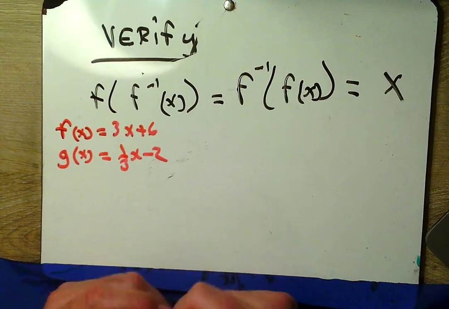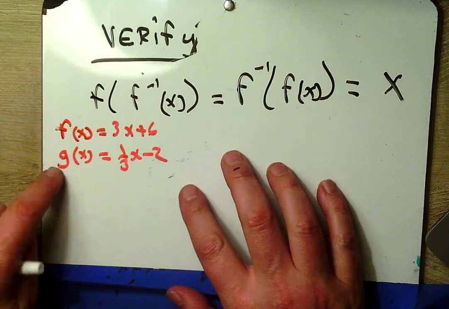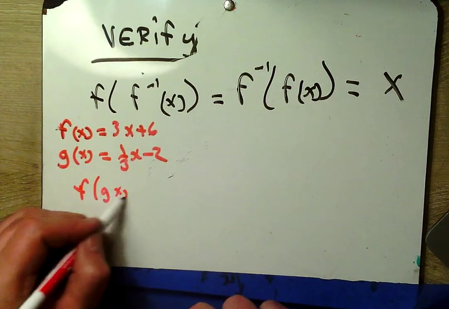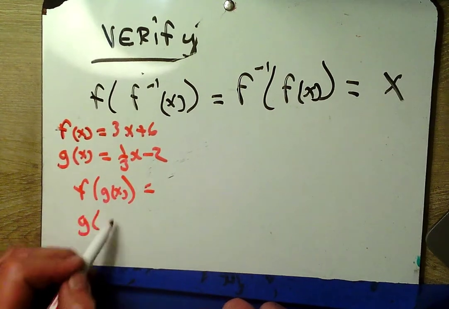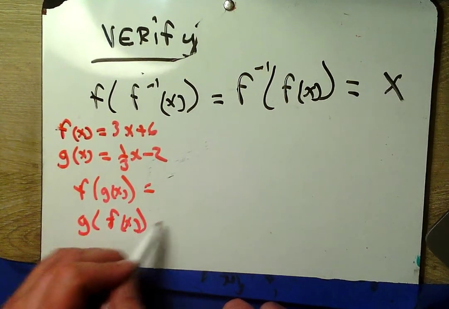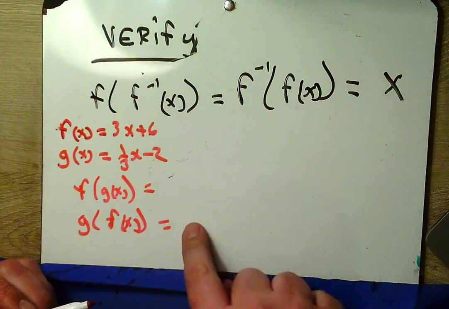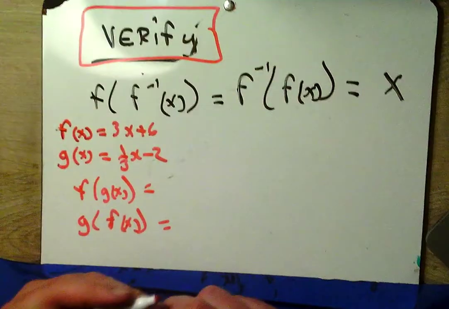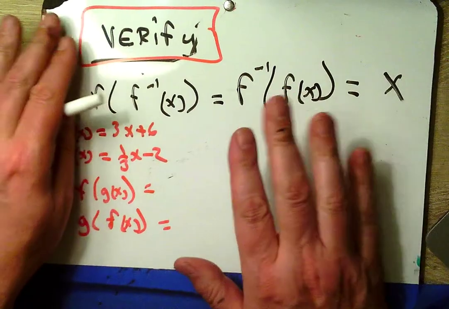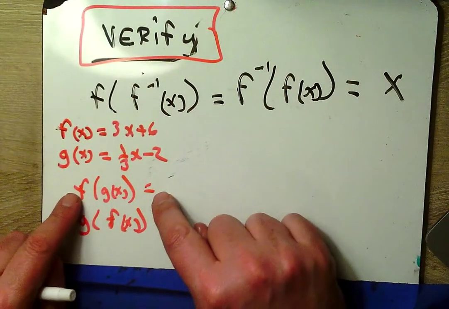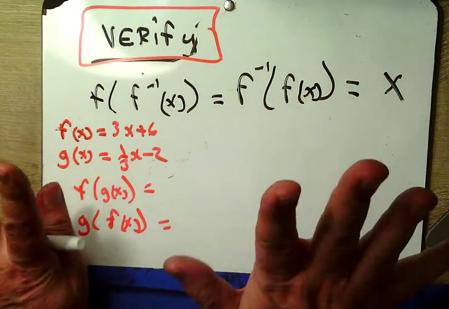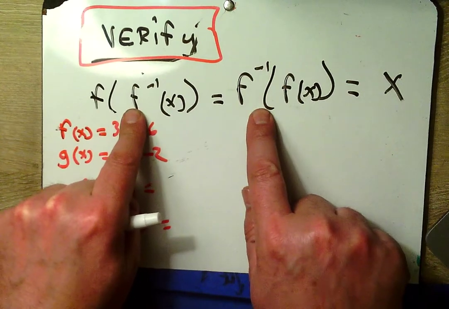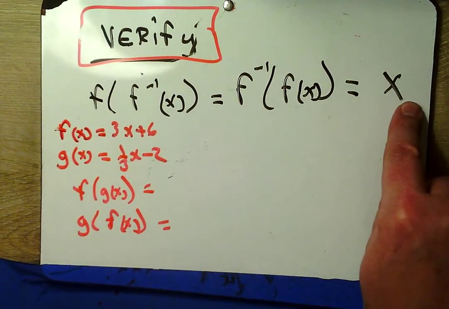What I'm saying is, in order for me to verify that these two are inverses of each other, I need to do f of g of x, and I need to do g of f of x. And not only do these have to be the same, but they both have to be x. When you see the word verify, you can't just do one of these compositions, get x and say, done. When you see the word verify, you have to do both compositions and show that both compositions get x.